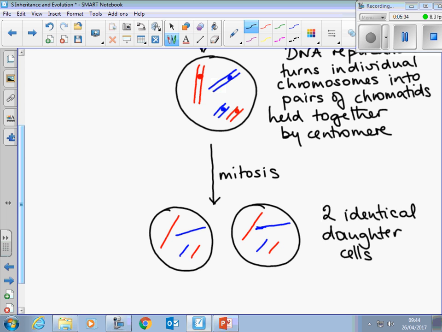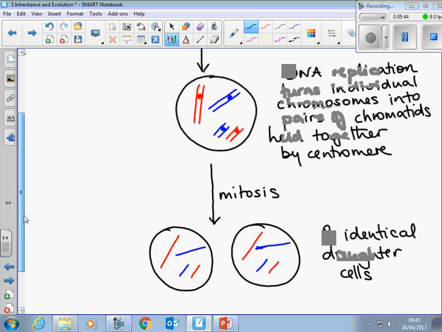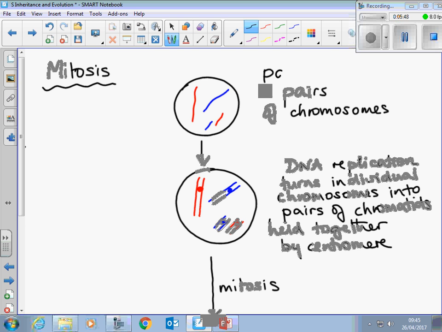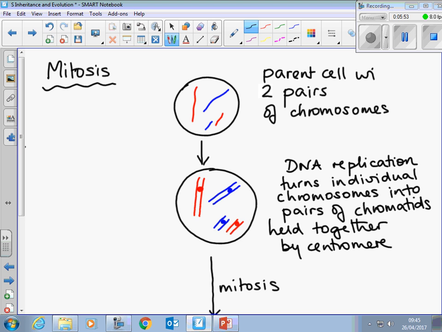All right, I'm going to add a few more bits onto this. If those are daughter cells, what we started with we'd call a parent cell. So it's not a mother cell or a father cell. This would be a parent cell with two pairs of chromosomes.